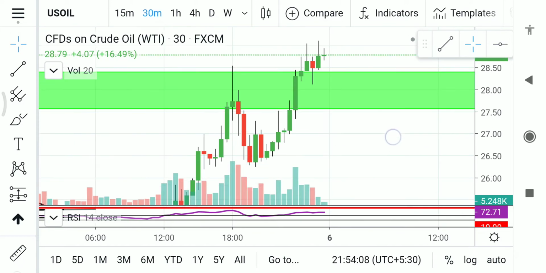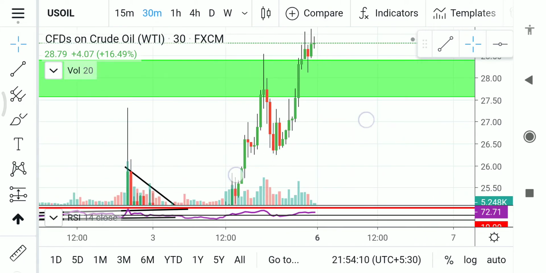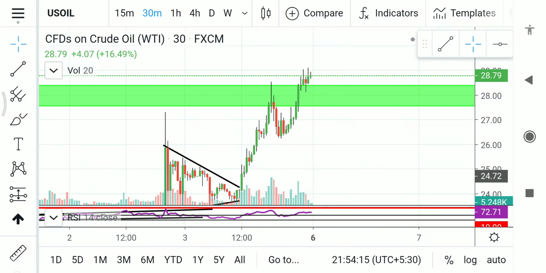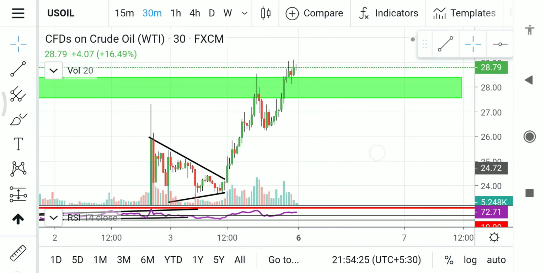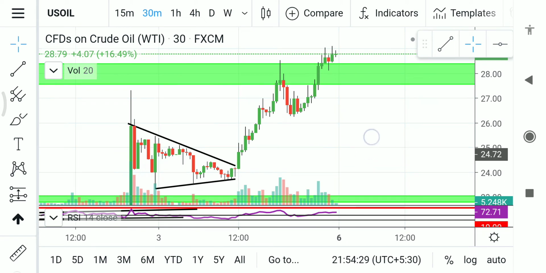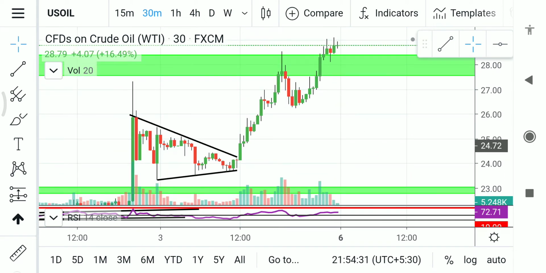Okay, this is how you should do the top down approach: from monthly to weekly, weekly to daily, daily to 4 hours, 4 hours to 1 hour, 1 hour to 30 minutes, 30 minutes to 15 minutes, 15 minutes to 5 minutes. 15 minutes and 5 minutes, I don't think will give me an edge, because I just want to know how the market is right now.